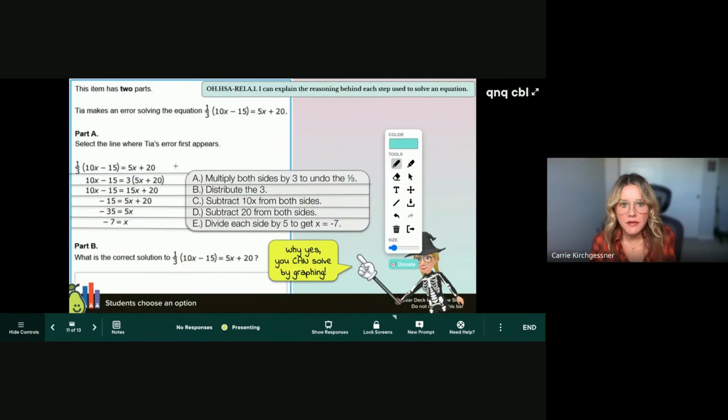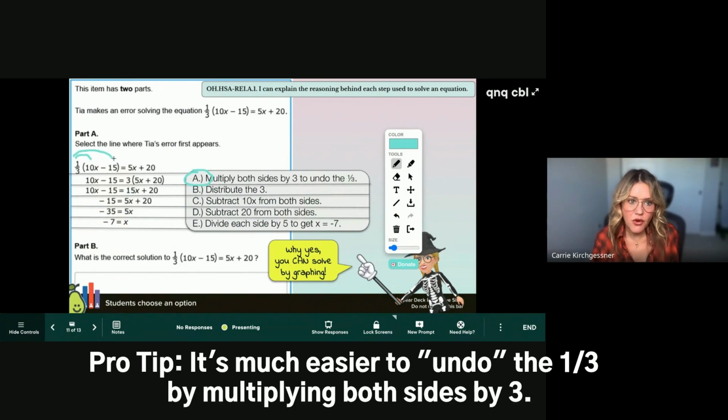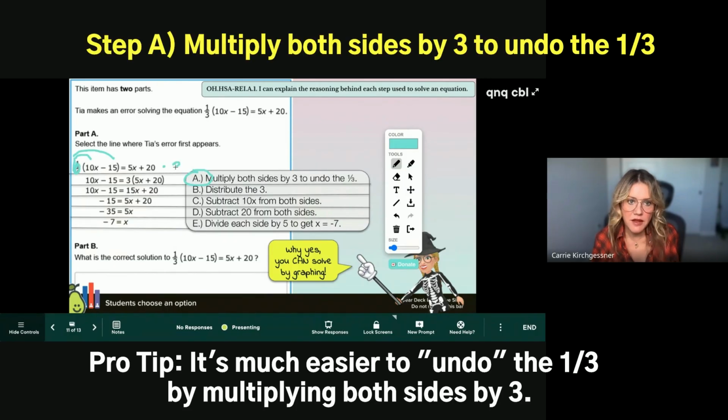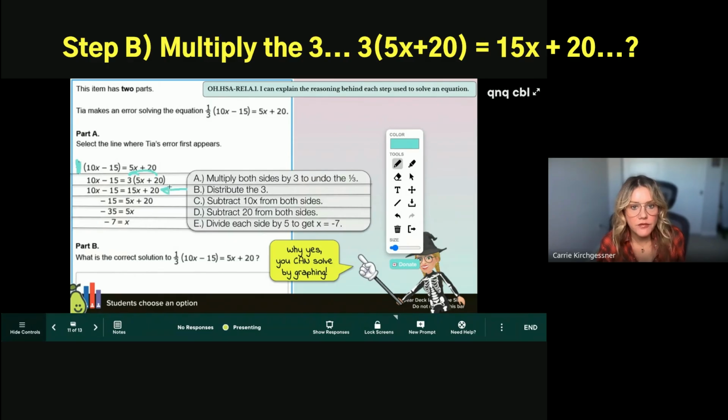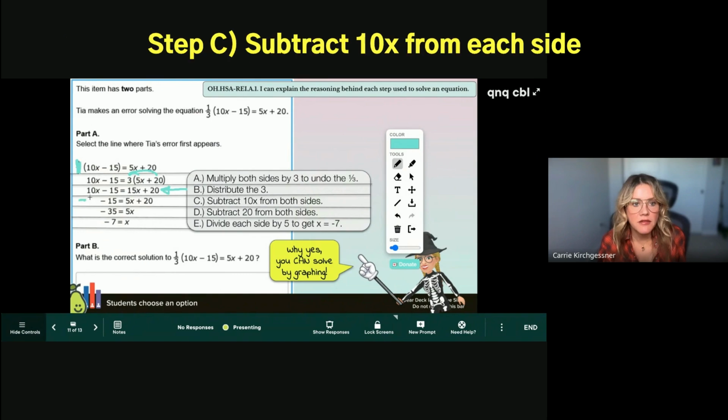All right, so step A is to multiply both sides by 3 to undo the 1/3. So we can distribute this 1/3, or we can multiply both sides by 3 to undo the 1/3. So multiply both sides by 3. That's what we're doing there. And then the second step, distributing the 3. Is it the part where we are distributing the 3? Is that where she runs into trouble? Is it the part where she uses the subtraction property of equality and subtracts 10 from each side? 15 minus 10 is 5.